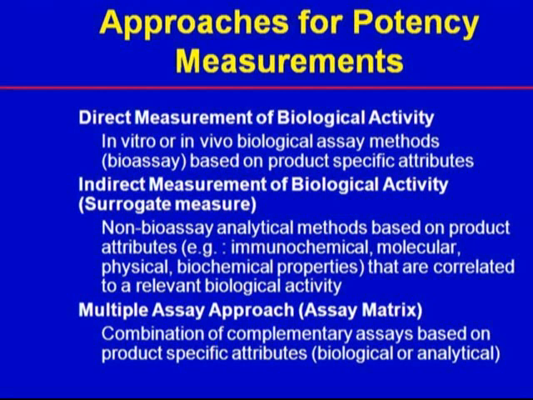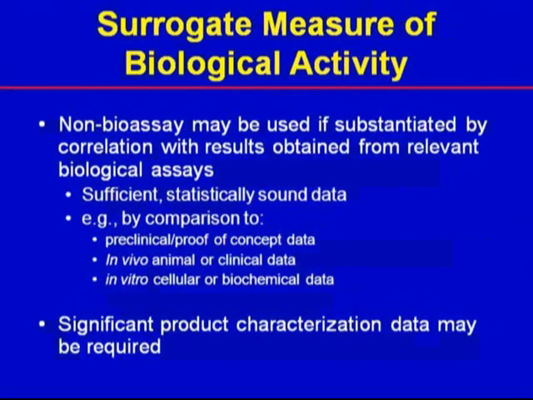Please refer to the guidance on potency tests for cell and gene therapy products for a more detailed discussion on these approaches. Due to numerous challenges developing potency tests for some cell and gene therapy products, it may not always be possible or feasible to use a bioassay for lot release. In such circumstances, an analytical assay or assays may be used as a surrogate indicator of biological activity, provided the methods are substantiated by correlation to a relevant biological activity.